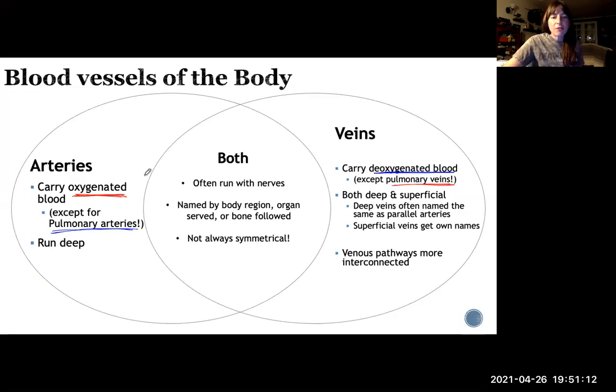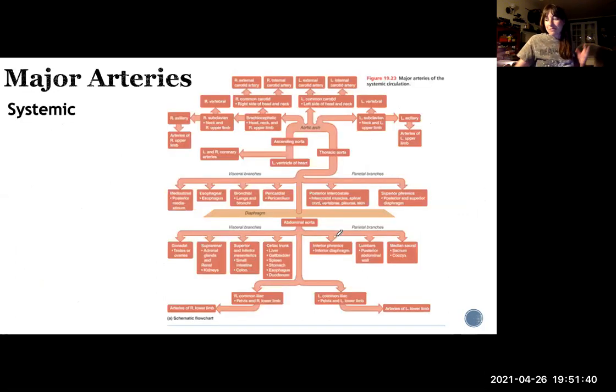All right, so your arteries and your veins in the middle here often run with nerves. They are often named by the body region that they're going through, the organ that they serve, or the bone that they are following. And they're not always symmetrical, okay? So sometimes you've got something going on the right side that's not going on the left side. Lots of them are symmetrical, but as we'll see, not all of them. Okay, deep breath. We're gonna start talking about which ones you need to actually know now, okay?